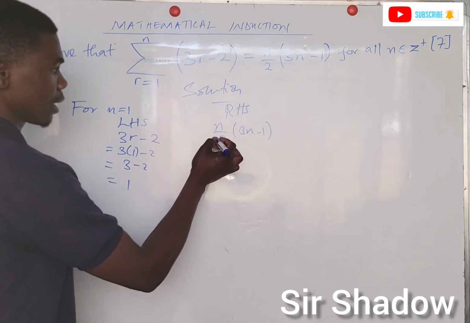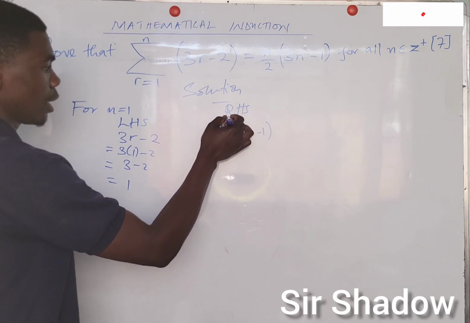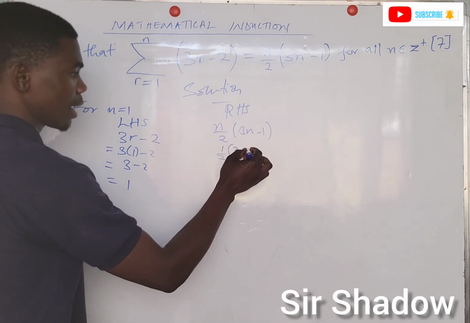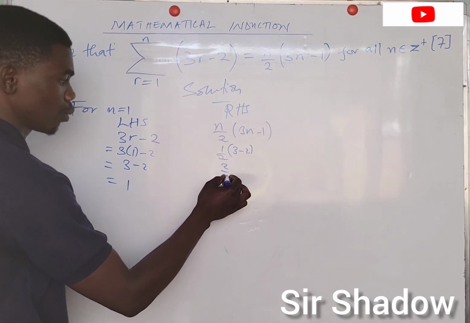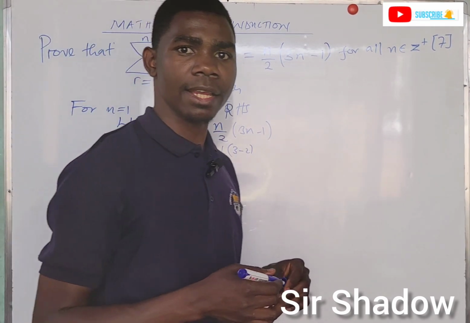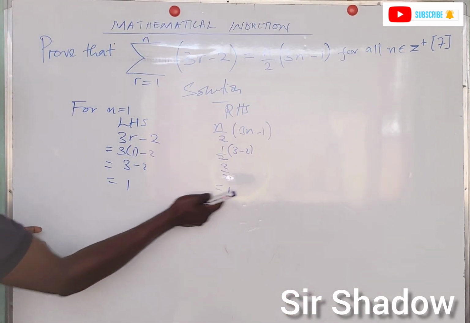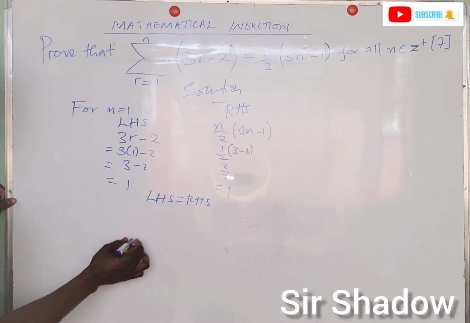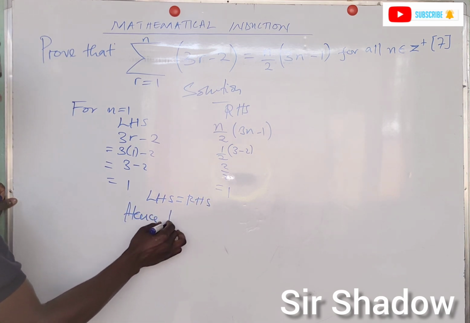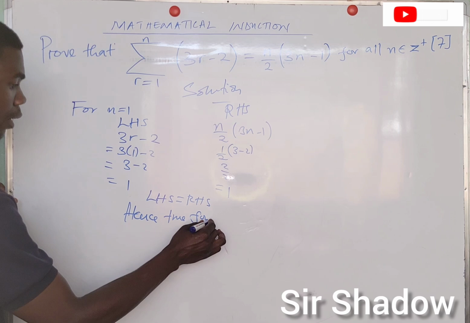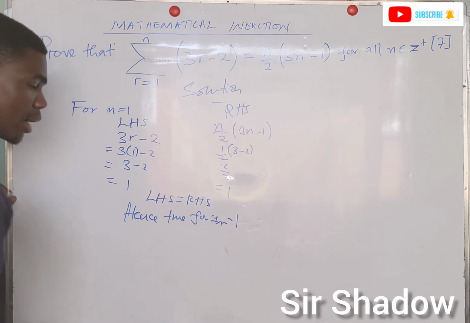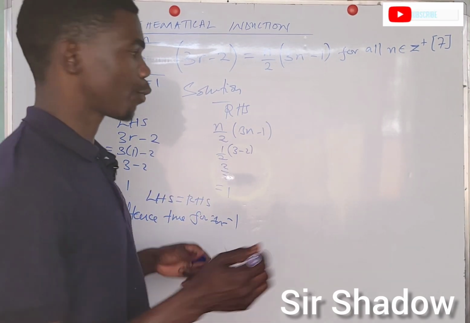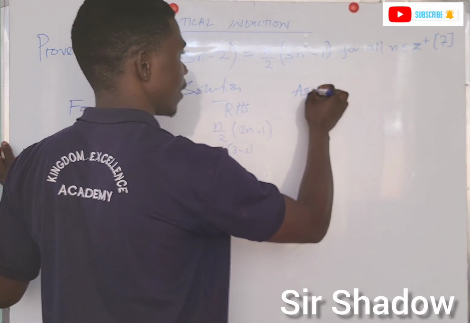Then on the right hand side, n is equal to 1. So we are saying half of 3 times 1 minus 1, so 3 minus 1, which is 2, 2 over 2, which is equal to 1. Since left hand side is equal to right hand side, hence true for n equals 1. We are done with the first step. Let's now assume true for n equals k.